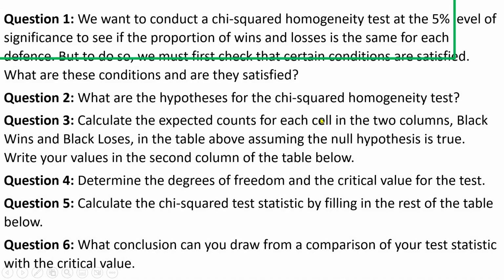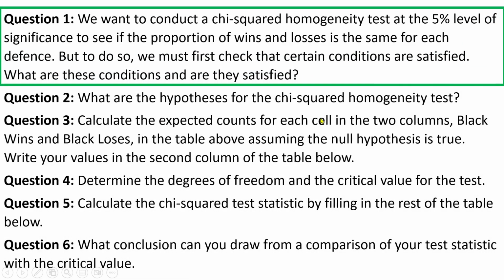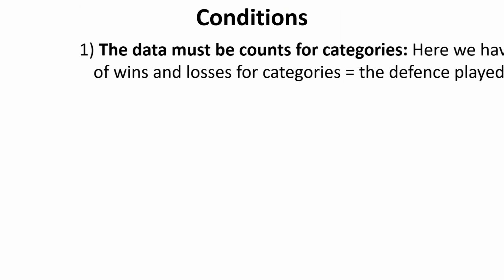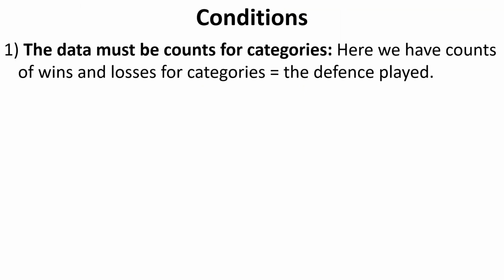So the first question is, are the conditions to perform a homogeneity test satisfied? So let's just review quickly those conditions. The first one is the data must be counts for different categories. And here, obviously, we do have counts. We have the wins and losses for each defense played.